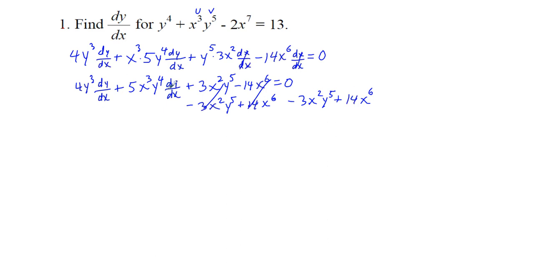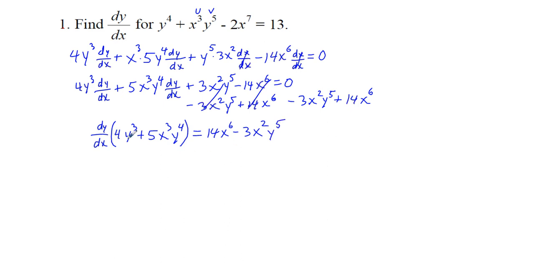Now I'm going to try to save some time by factoring. Our common factor here is going to be this dy dx. So you have dy dx times the quantity 4y to the 3rd power plus 5x to the third power, y to the fourth power, and that's all that factored out. And on the right side of the equation, we're going to have 14x to the sixth power minus 3x squared y to the fifth power.